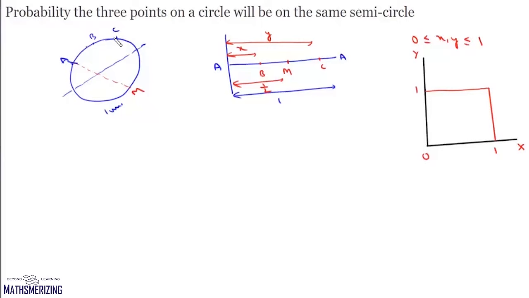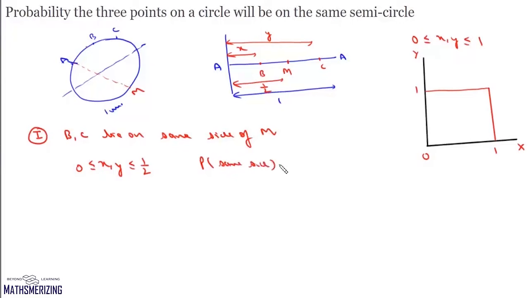Now it says we have to find the probability that these 3 points lie on the same semicircle. Now there will be 2 cases. Case 1, when B and C lie on the same side of M. If they lie on the same side of M, then in that case, both x and y, their value should lie between 0 and 0.5. So this probability that they lie on the same side will be simply 1 by 2 into 1 by 2.